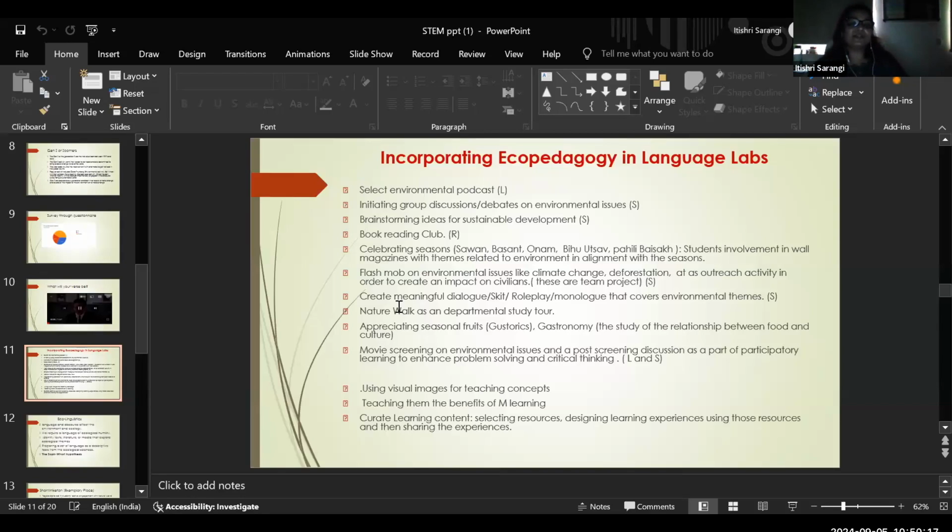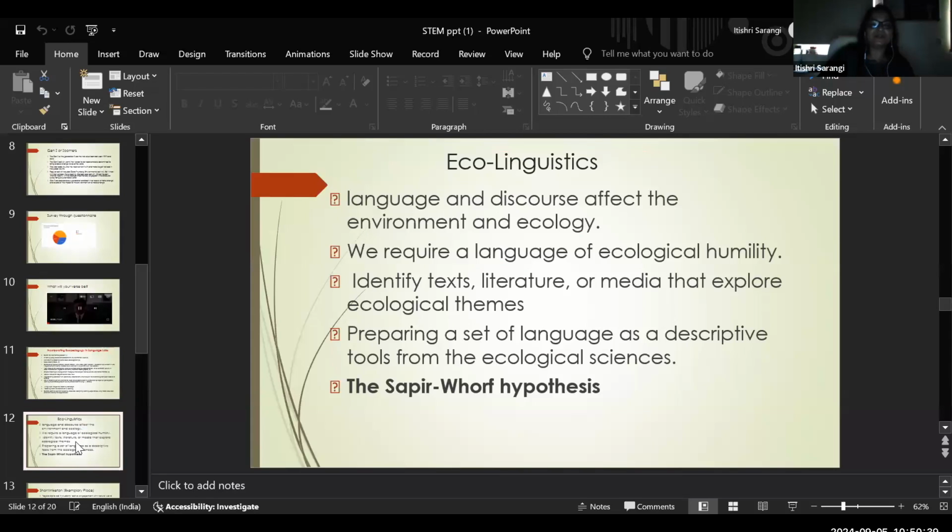We can also do movie screenings on environmental issues, followed by a post-screening discussion as part of participatory learning, to enhance problem-solving and critical thinking. These are the things I was trying to make, so I will skip this slide.